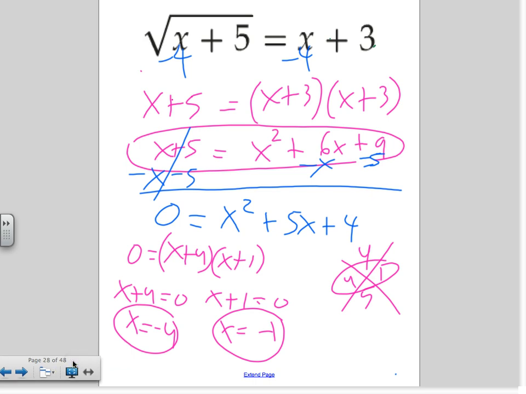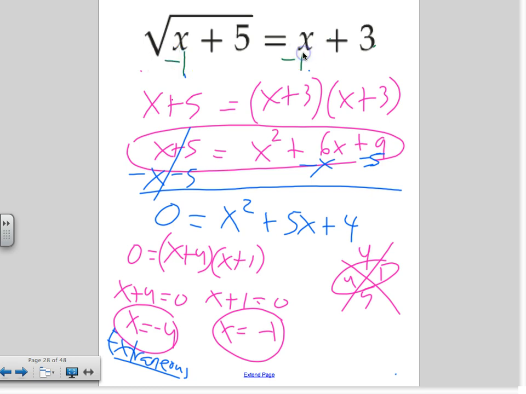Is that a solution? No. So this one, you call that an extraneous solution. Okay? And just to be safe, though, I'm going to test out a negative 1 as well. I'm taking negative 1, and I plug it back into x here.